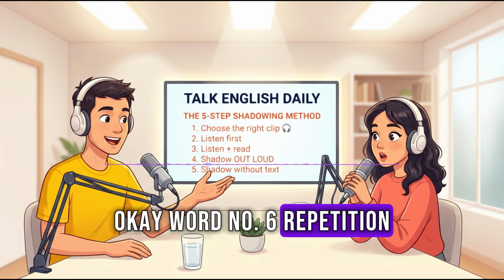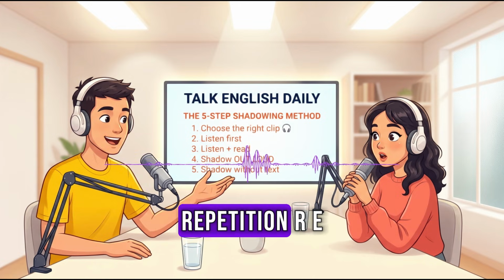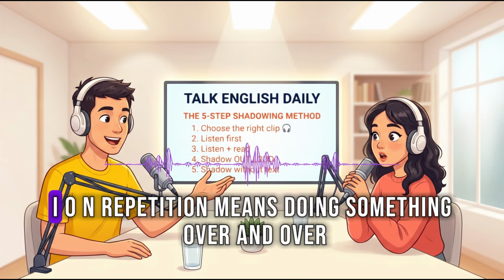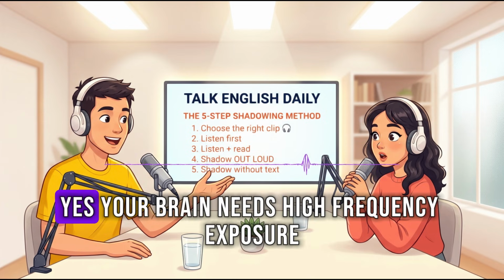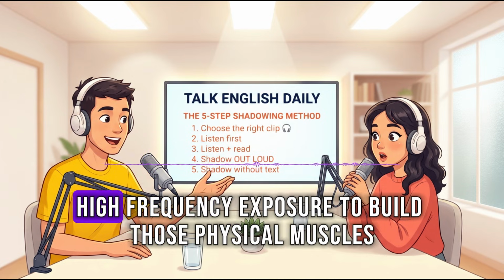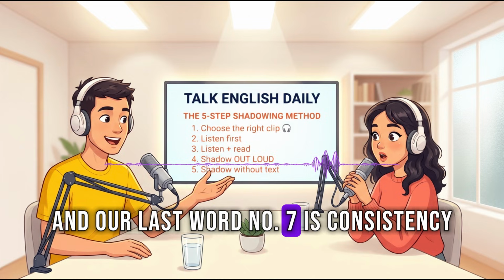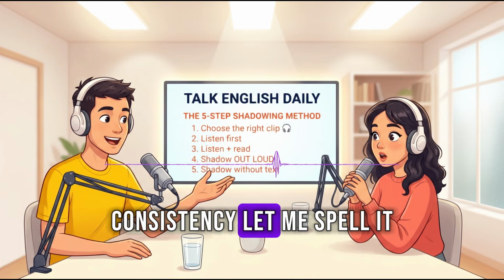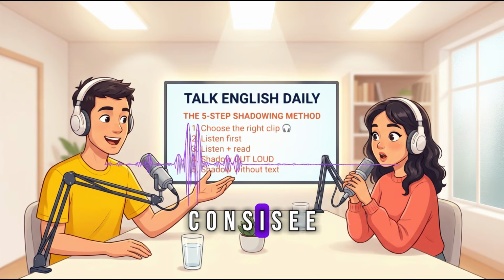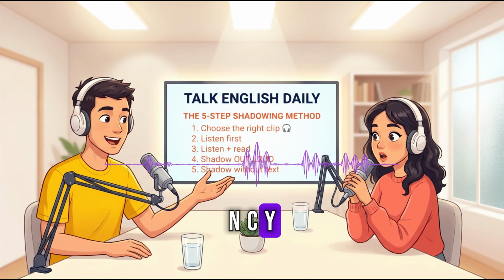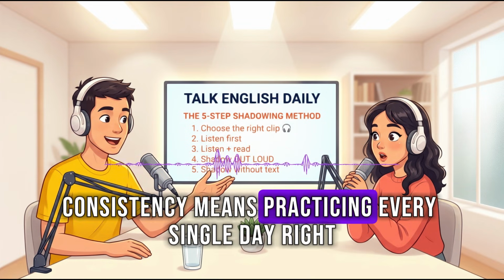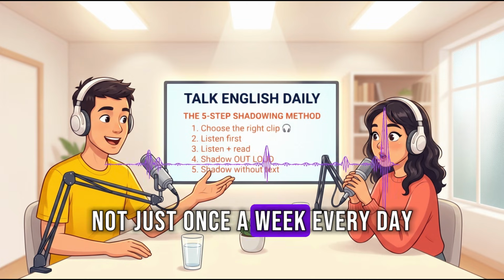Okay, word number 6, repetition. R-E-P-E-T-I-T-I-O-N. Repetition means doing something over and over. Yes. Your brain needs high-frequency exposure to build those physical muscles. And our last word, number 7, is consistency. Let me spell it. C-O-N-S-I-S-T-E-N-C-Y. Consistency means practicing every single day. Right. Not just once a week, every day.